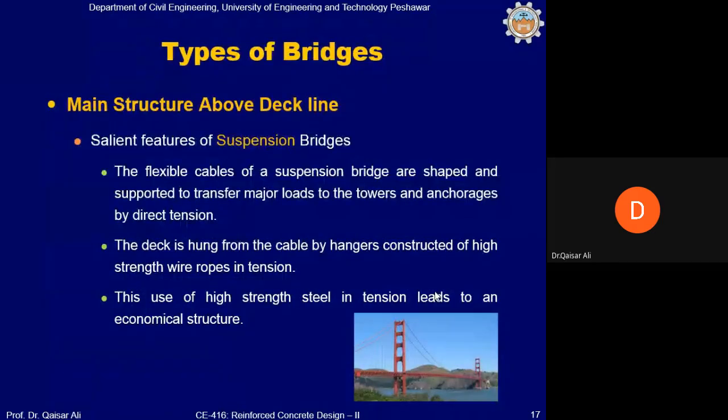The important features of suspension bridges. In a suspension bridge, the flexible cables are shaped and supported to transfer major loads to the towers and encouraged by direct tension. The deck is hung from the cable by hangers constructed of high-strength wire ropes in tension. This use of high-strength steel in tension leads to an economical structure.